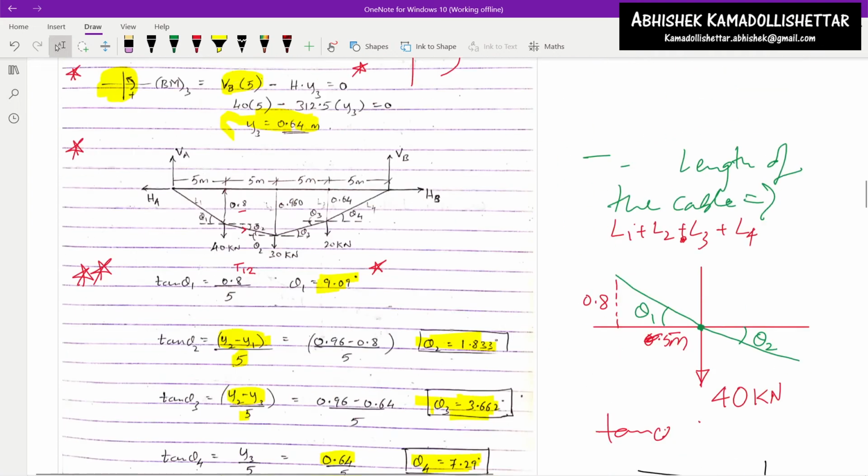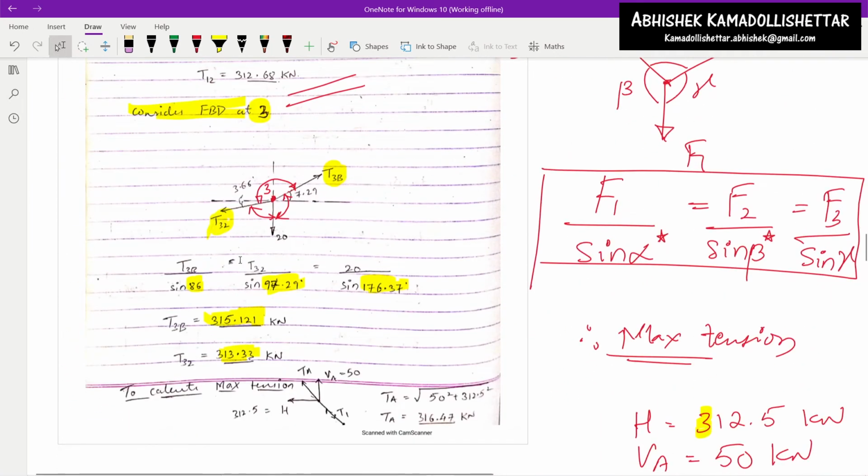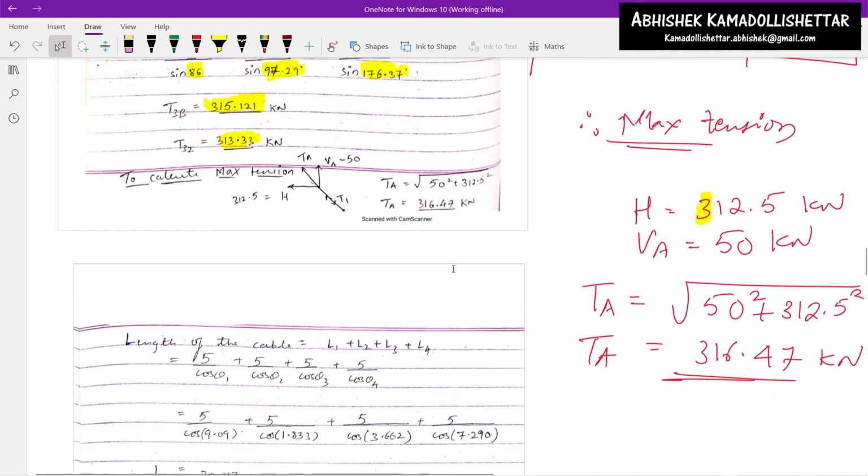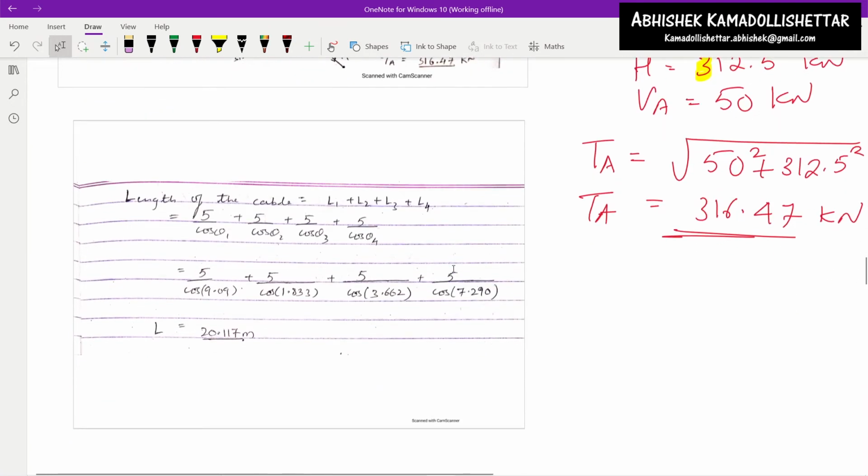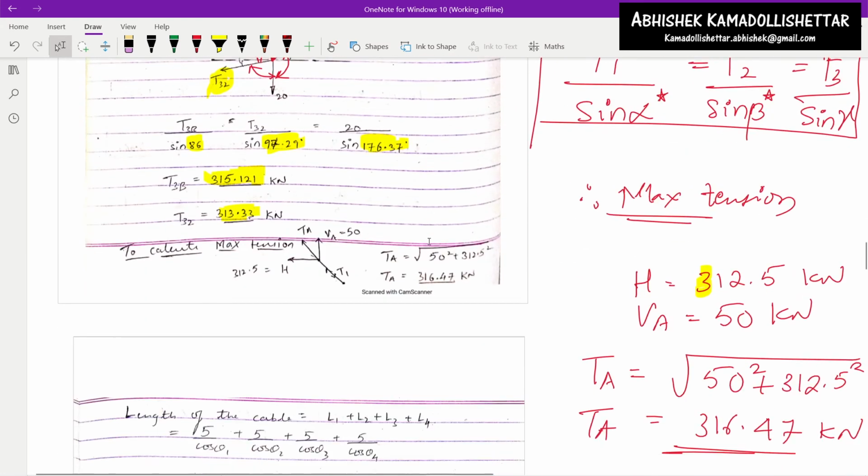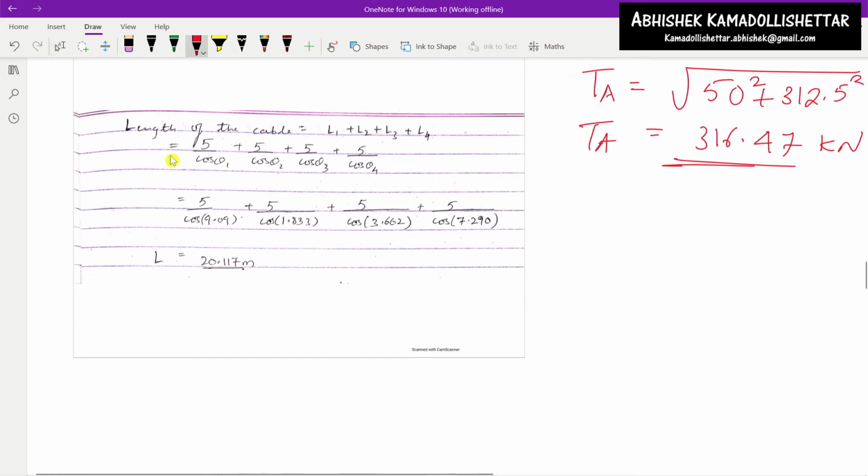Fine. Now we have the maximum tension that we have got already. Now we have also found out the tensions in the various members of the cable. Now finally we are left with the last part of the question, that is the length of the cable. The length of the cable consists of L1, L2, L3 and L4.